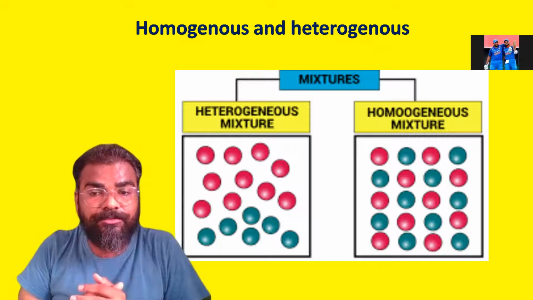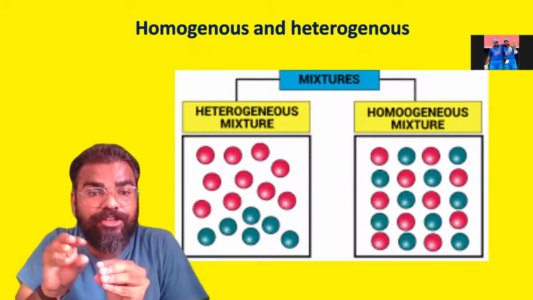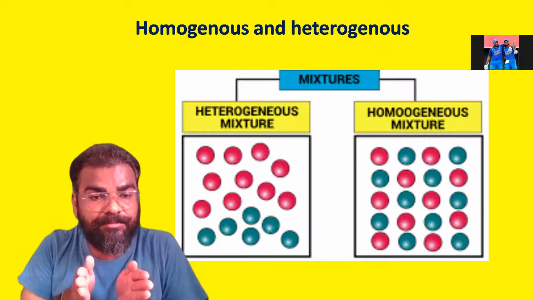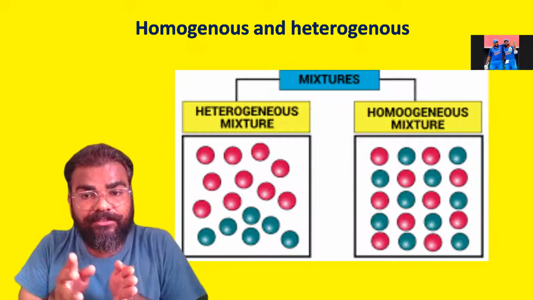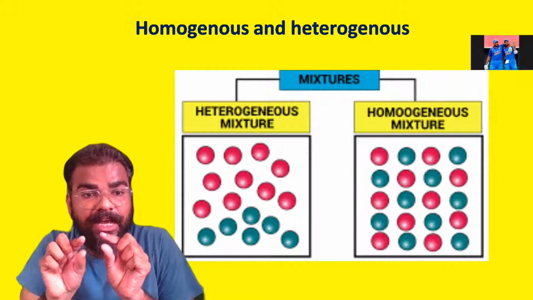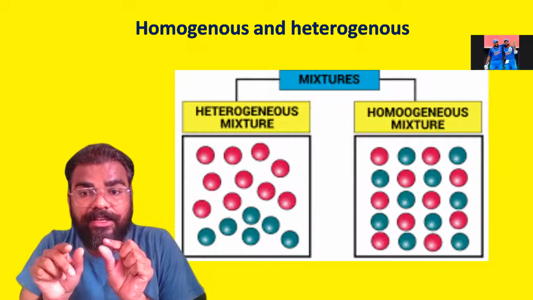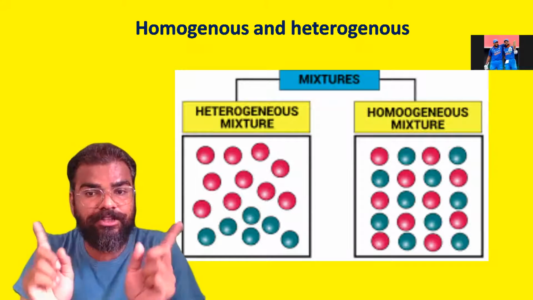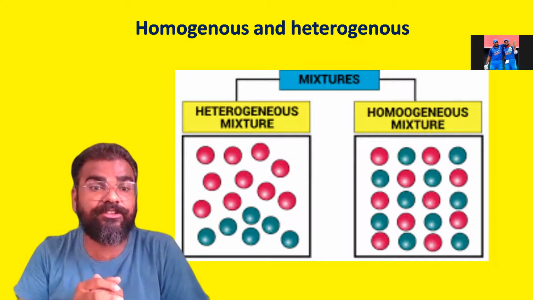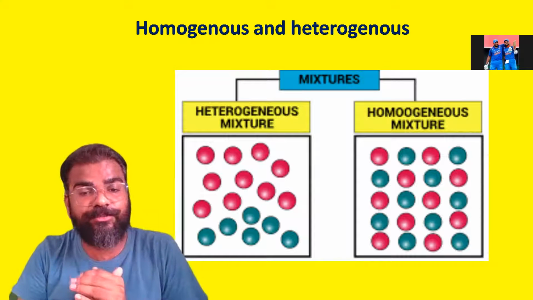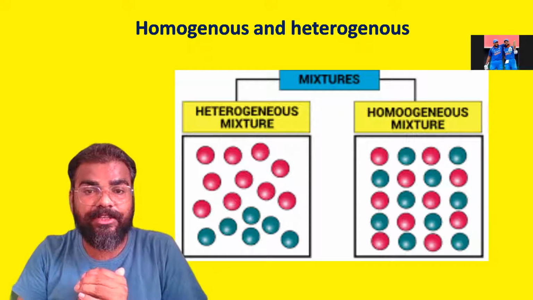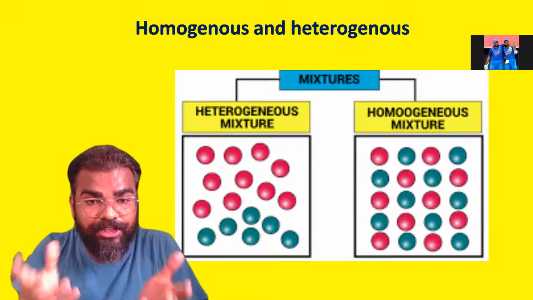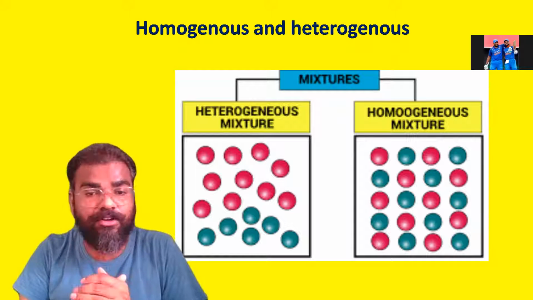In a homogeneous mixture, the particles are uniformly spread. Homo means same. The particles are evenly spread, uniformly spread throughout the mixture, then it is known as a homogeneous mixture. Whereas in a heterogeneous mixture, the particles are not uniformly spread. It is non-uniform, then it is known as heterogeneous.